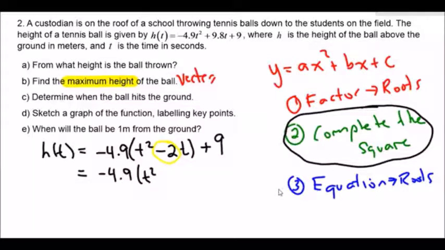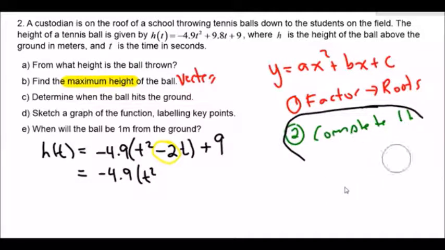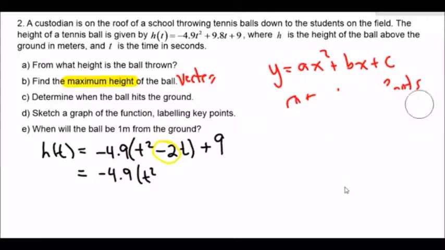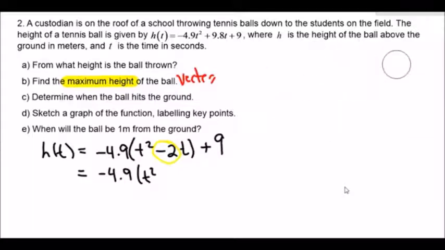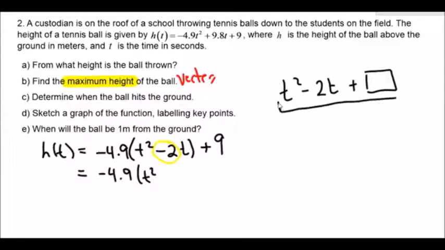Let me remove some of this so I have some working space here. What I need to do is find the one number in the universe so that if I have t squared minus 2t plus whatever, this is a perfect square trinomial. The definition of a perfect square trinomial is that it factors into a binomial squared instead of two separate and distinct binomials. So how do I find that magic number?